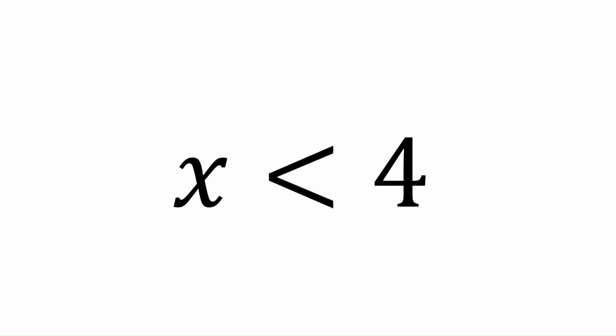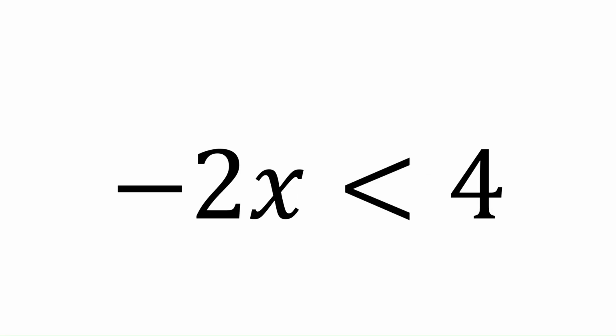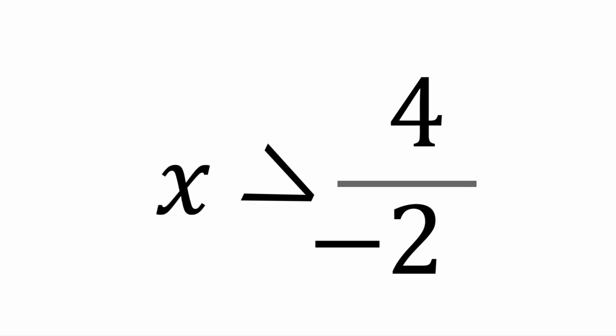At this stage, inequalities are just like equations. But now we're going to reach the most important rule in the whole topic. Suppose we have negative 2x is less than 4. To solve this, we need to divide both sides by negative 2. But when we do that, the inequality sign must change direction.